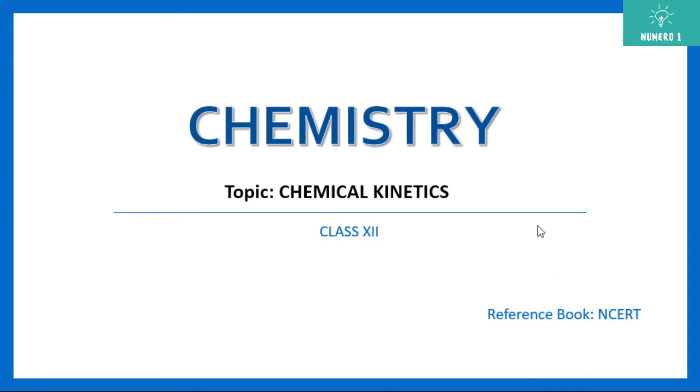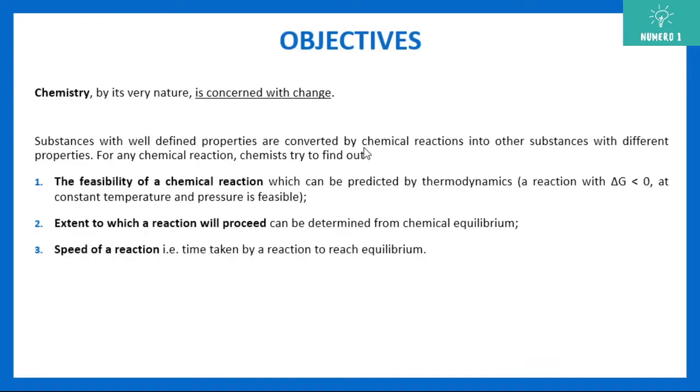So if you see in this chapter, what are our objectives? The objectives are simply these. First of all, what is chemistry? Chemistry by its very nature is concerned only with change. We know that substances react in a chemical reaction and give out substances with completely different properties. So for any chemical equation, the chemist, the person who studies chemistry, is trying to find out the following three things.